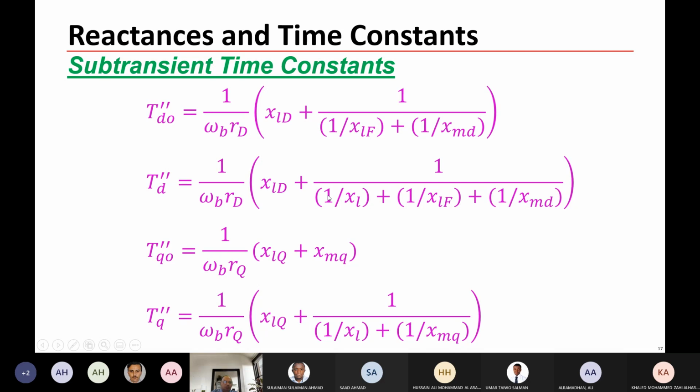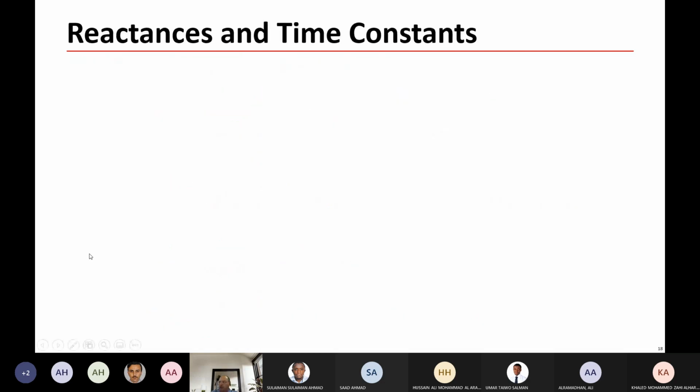is the armature reactance, and this is for TQO double prime, which is this circuit XL and XMQ. They are connected in series if the armature winding is open circuit. If it is short circuit armature winding, then you have XMQ and XL in parallel with XLQ, and you divide by RQ to get the time constant. Do you have any question?